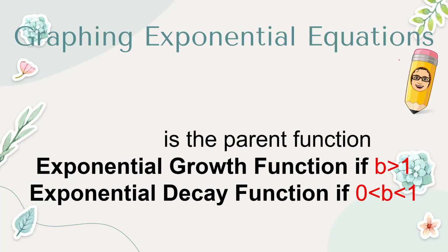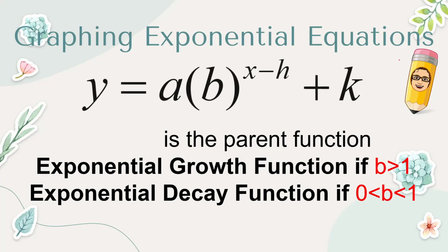Now, the parent function for our exponential equation looks like this: y equals a times b to the x minus h power plus k. Our parent function, unlike the other ones, is going to change each time, because our base b is a different number each time. So we're going to have to find our parent function, and on that same note, our parent table every single time.